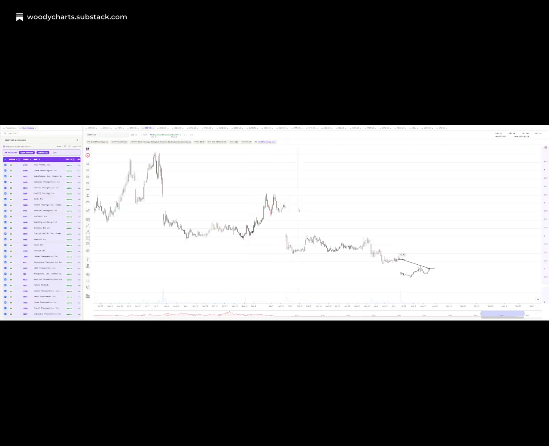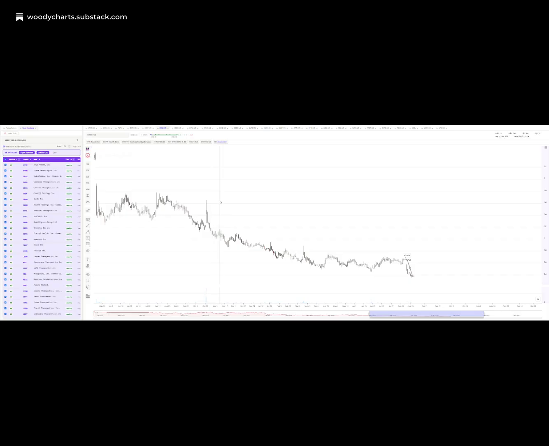CRDF, this is another biotech one. This is what I was saying you've got to be aware of. This one's gap down, dropped, gap down. But it does look like it's made a higher low, and I'm quite happy with that. I'm not in it, but I may be at some point, who knows.